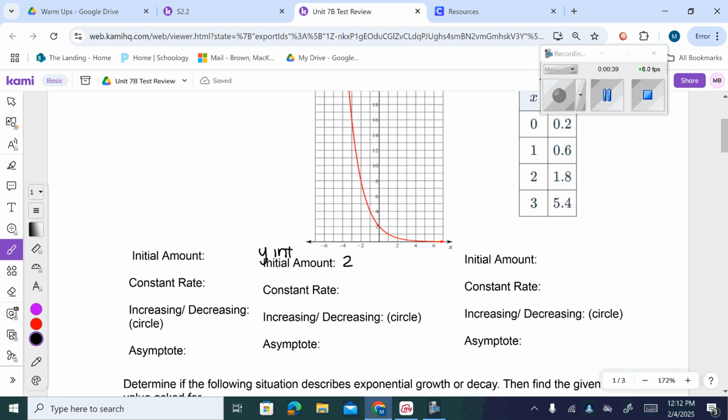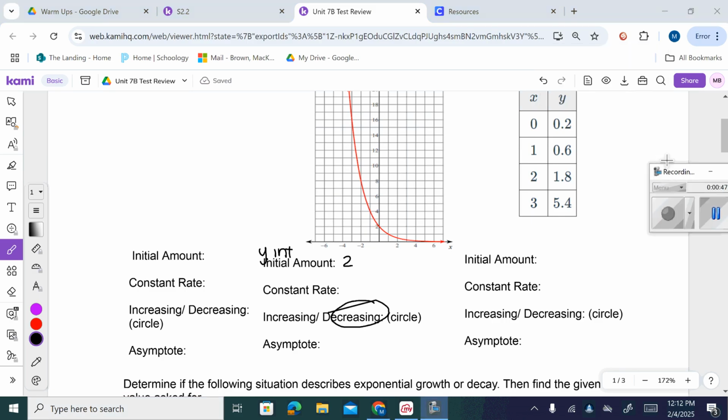Because I'm going to ask myself this: is this increasing or is this decreasing? Decreasing, because you look at it from left to right. Alright, it is decreasing, and then the asymptote is the line it cannot cross. What line is it not going to cross?